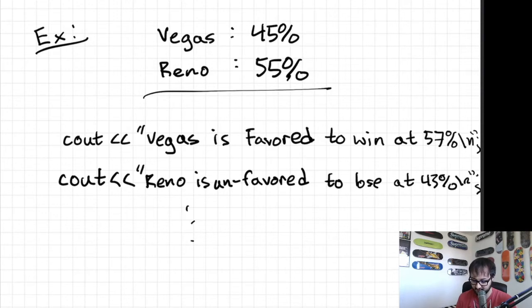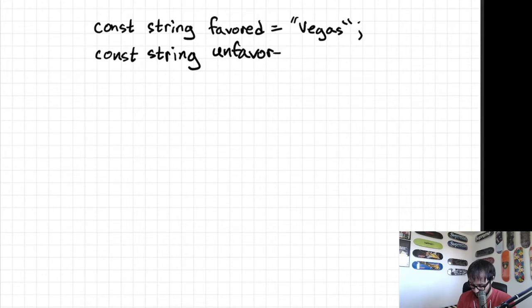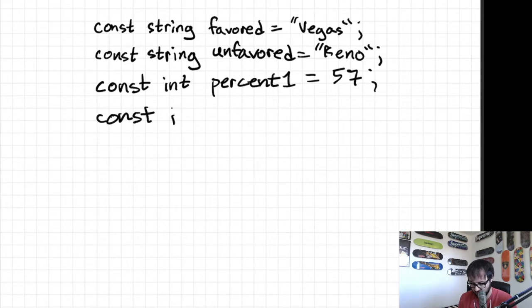Or you could have just very easily started out and said const string favored equals Vegas, const string unfavored equals Reno, const int percent 1 equals, what was it, 57? Const int percent 2 equals 43.